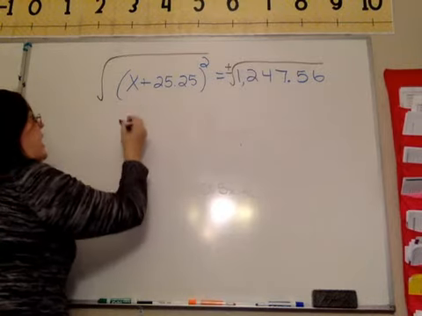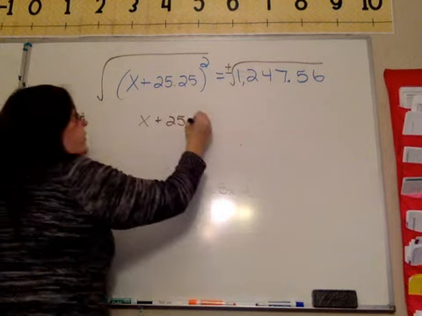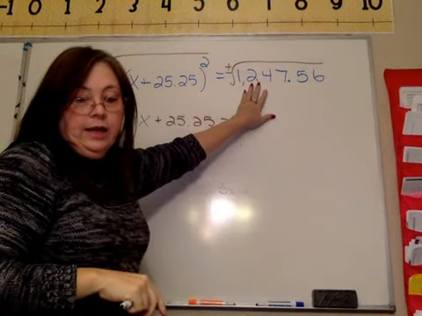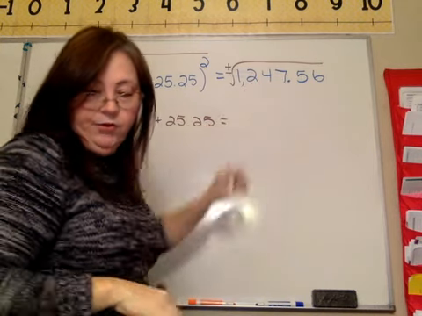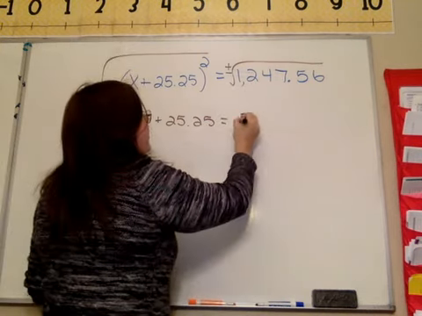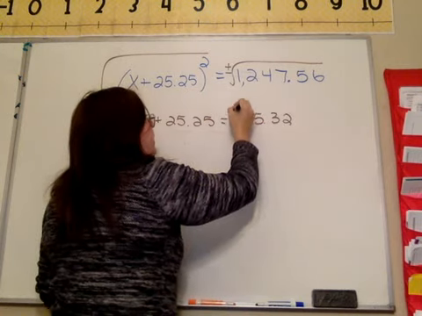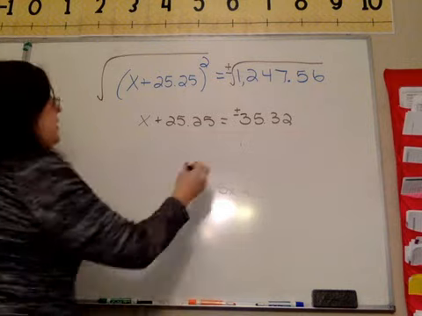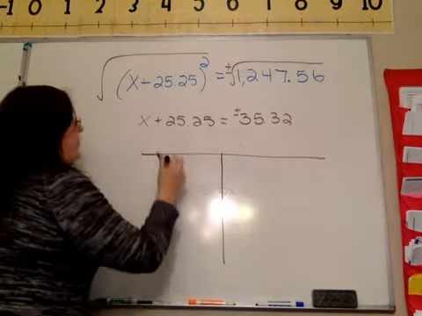You do this side, x plus 25 equals, you put this into your calculator, and you're going to come up with 35.32 plus or minus 35.32. We then divide up and make two different problems.